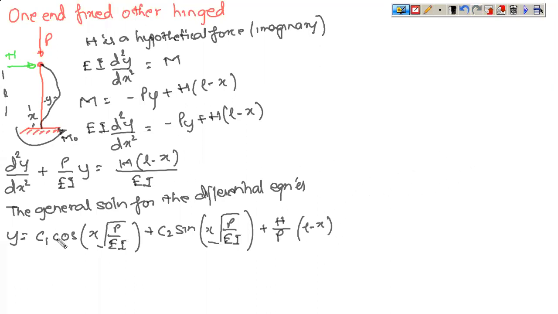Now if you apply the first boundary condition at x is equal to 0, again you have y is equal to 0. So C1 becomes equal to minus H by P into L. How did this come? This is 0, this is 1, cos 0 is 1. So you have C1 plus HL by P is equal to 0. So C1 is equal to minus HL by P.